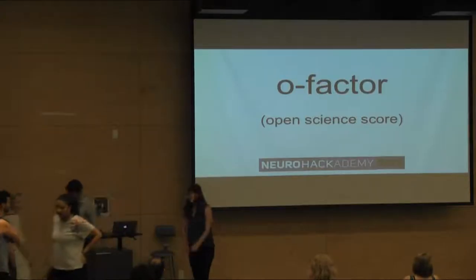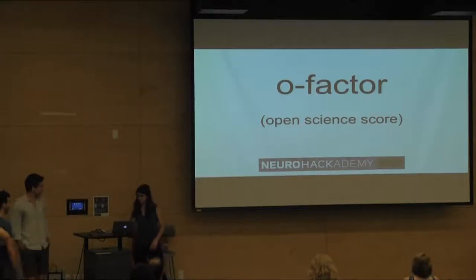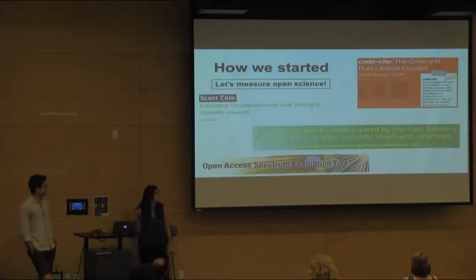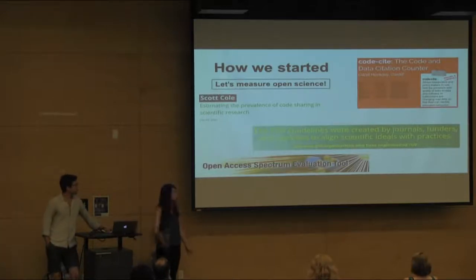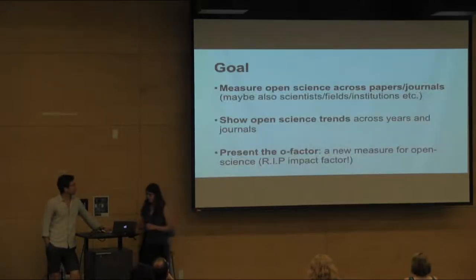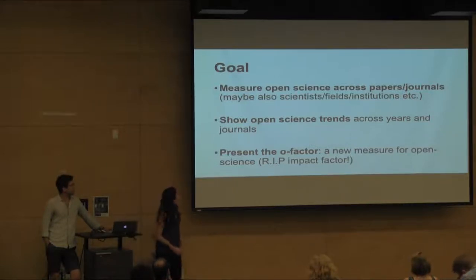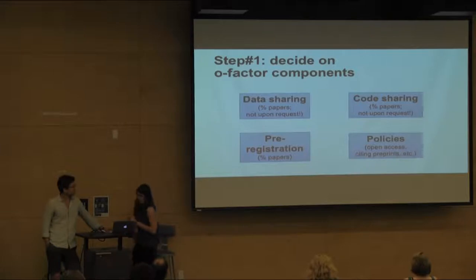Okay, so we are the open science core team, and we started with a few projects that we wrote up that are already ongoing or old ones. So we had a lot of data to use, but actually we didn't use most of it. Our goal was to measure open science across papers or across journals and show the trend, show that it's getting better, and maybe it doesn't mean good science, and present the O factor, a new measure, to replace the impact factor.